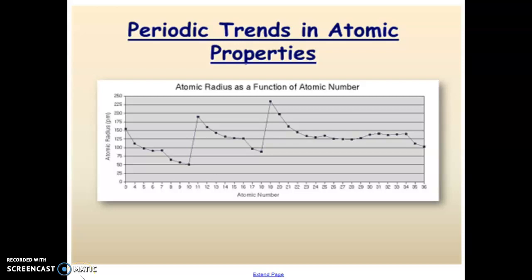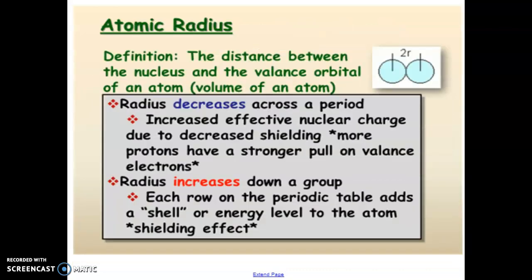Okay, so for the last section in this chapter, we're going to be looking at trends that exist when looking at the periodic table. There's a few that you should be aware of.